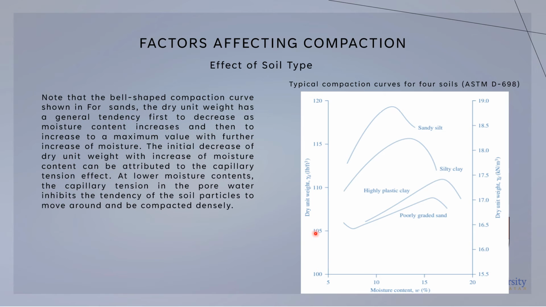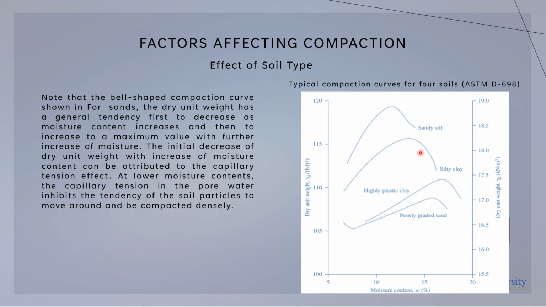So the dry unit weight has a general tendency to first decrease as the moisture content increases, and then increase to a maximum value with further increase of moisture content. So it decreases first, and then rises, and after reaching its peak value, it decreases again. That phenomenon is common to all types of soil. After reaching its peak value, it decreases with further increase in the moisture content.